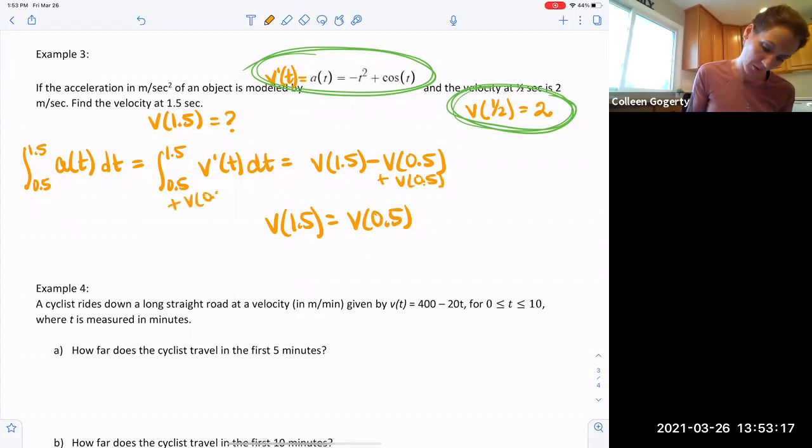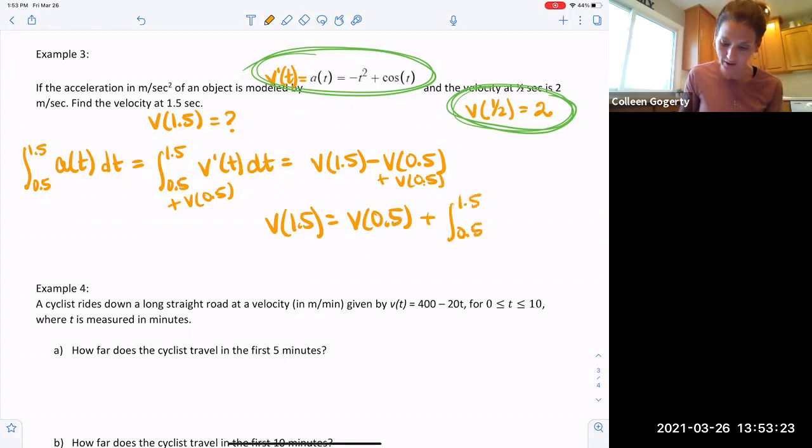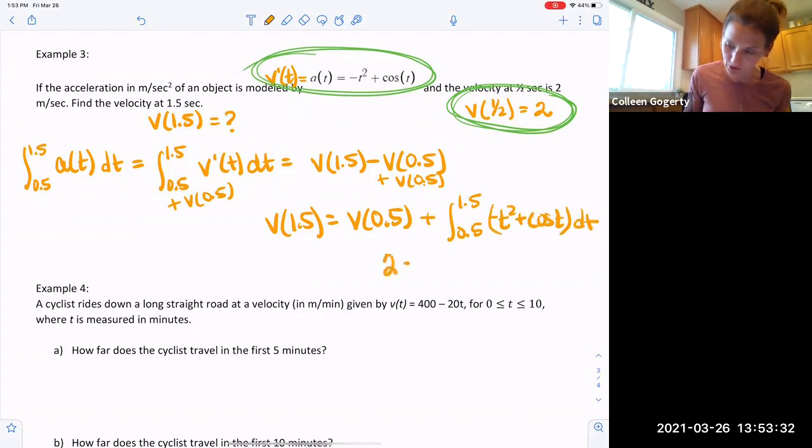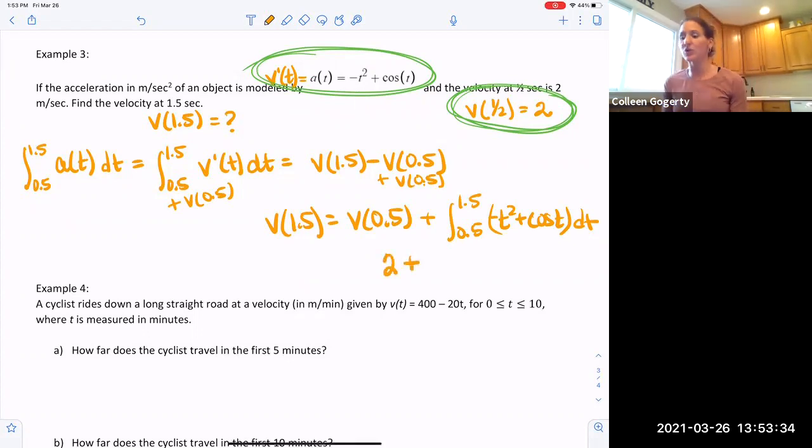And v of 0.5, okay, plus the integral from 0.5 to 1.5 of negative t squared plus cosine t dt. I know that this lovely first number is a 2, and I'm going to tell you, go use your calculator right now and save a little bit of time. I don't want this video getting much longer than it already is.